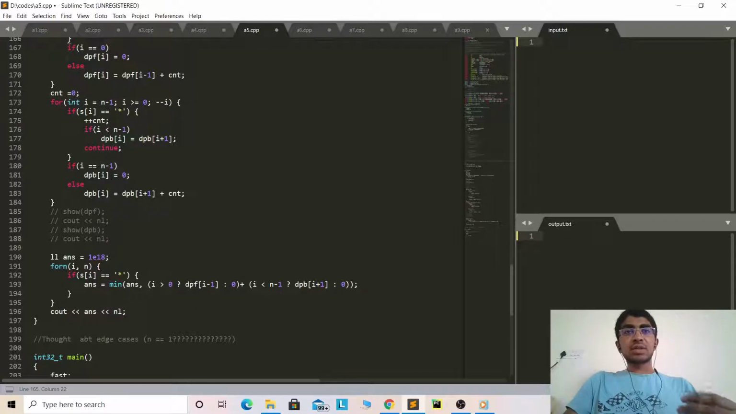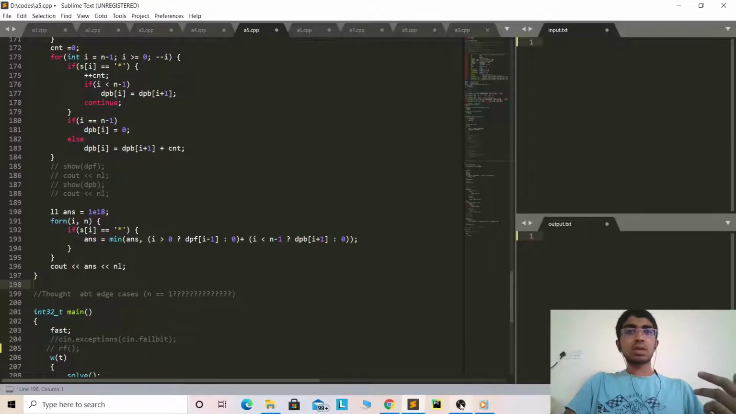There are some edge cases, like if it's the 0th position, then there is no I minus 1, or if it's the n minus 1th position, there is no I plus 1. Handling those basic edge cases and doing the normal thing would give us the answer. So that's about problem E.